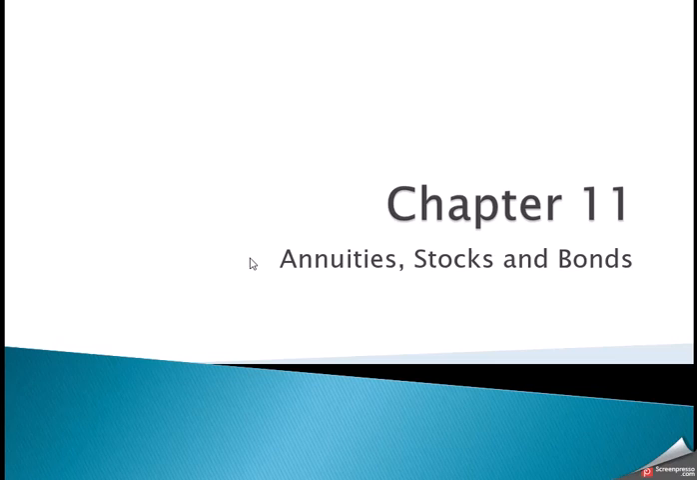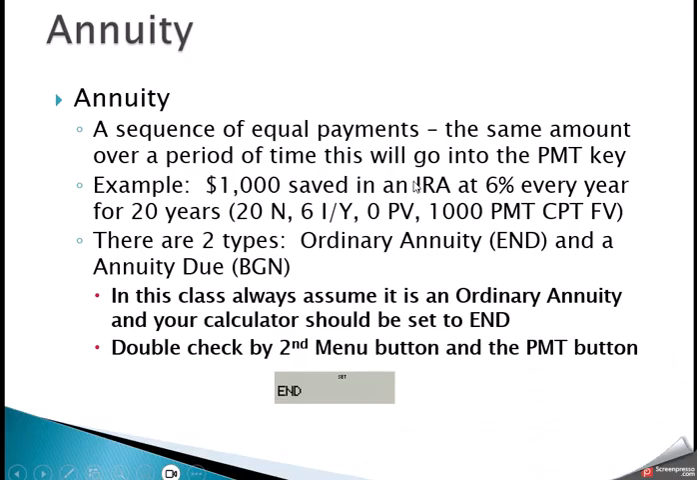Chapter 11, we're going to start with dealing with annuities, and then we're going to move into the basics of stocks and the basics of bonds, all of which are ways that we can invest. So an annuity, going back to what we learned in our last chapter, is a compounding interest computation, but now it involves the payment key.